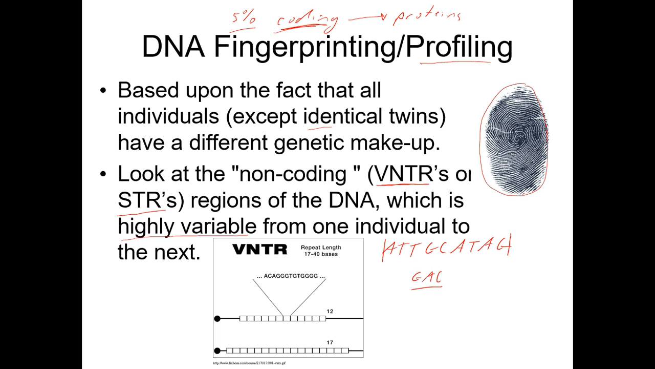So remember that every individual in the nucleus has two copies of each chromosome. One came from the mother, one came from the father, and of course they're not identical. So that means they would also have a different number of VNTRs or STRs on the two chromosomes. So the picture that we see at the bottom here is showing VNTRs, and we have this sequence of these bases, and they say they range between 17 and 40 bases in length, the repeat length, which might be repeated, well, many, many different times.